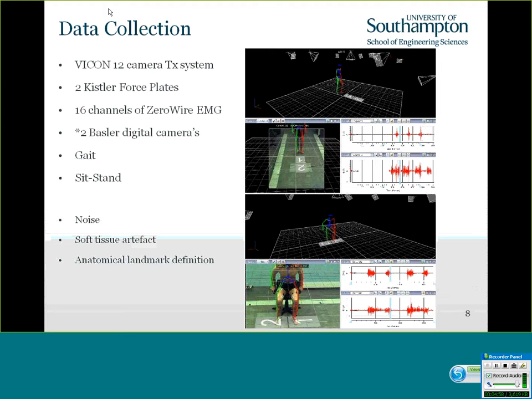It is of note at this stage of the data collection that, although we have very nice facilities at Southampton, you have to acknowledge the possibility of noise from the Vicon and the force plates, and also the soft tissue artifact that you find with most externally placed motion analysis. Areas around the thigh and the shank have been shown to produce quite high levels of soft tissue artifact, up to the region of about 20 millimeters. In addition to these sources of error, you also have anatomical landmark definition error.